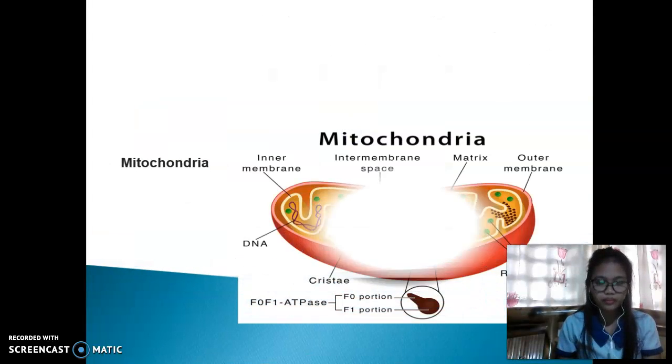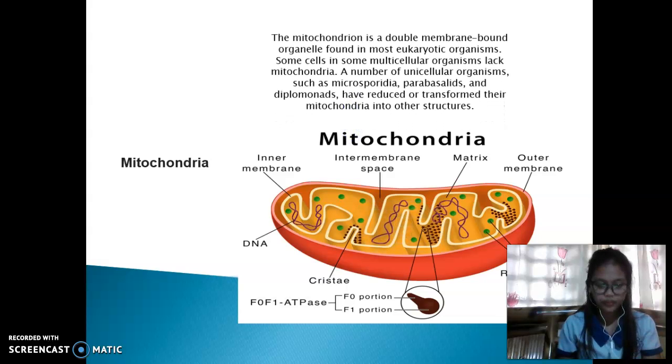Next is mitochondria. Mitochondria, often referred to as the powerhouse of the cell. Mitochondria help turn energy from the food that we eat into energy that the cell can use. However, mitochondria have a number of other jobs, including calcium storage and a role in cell death.